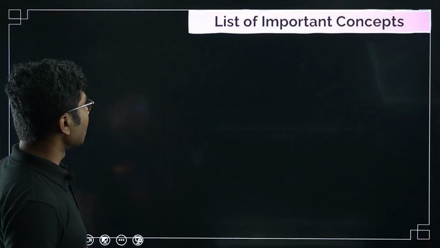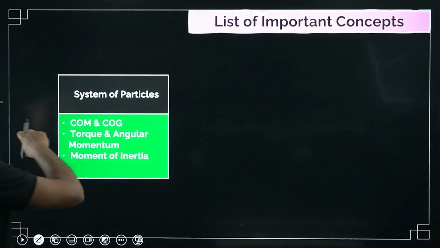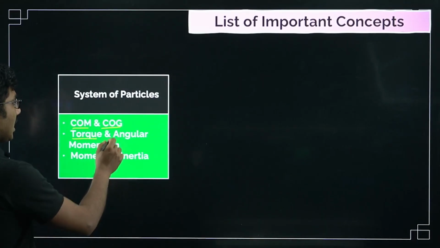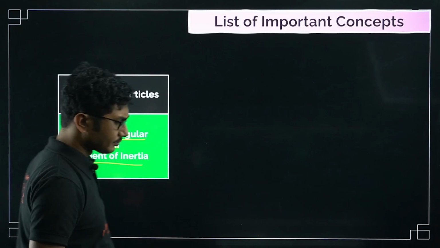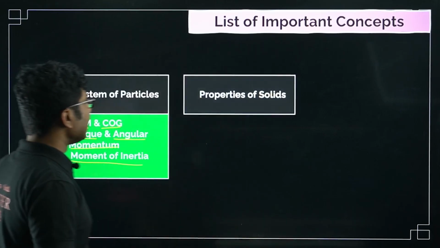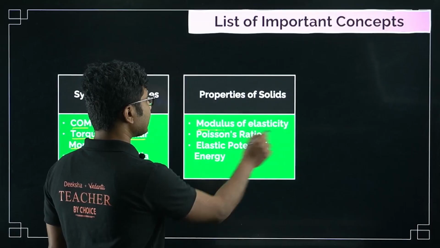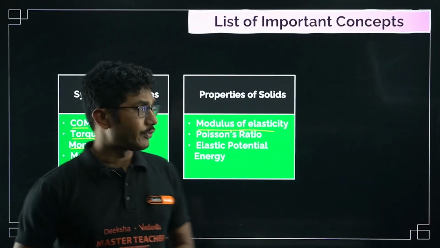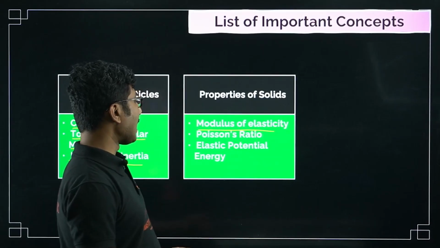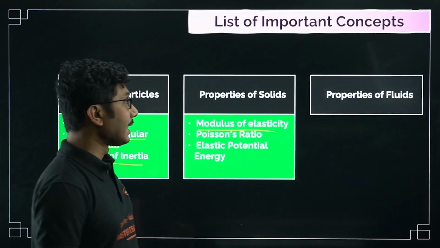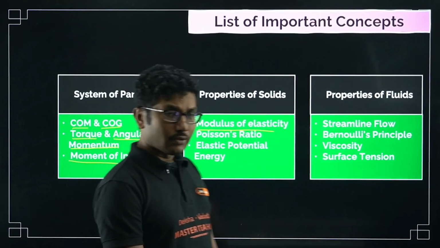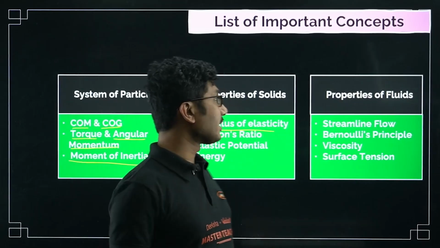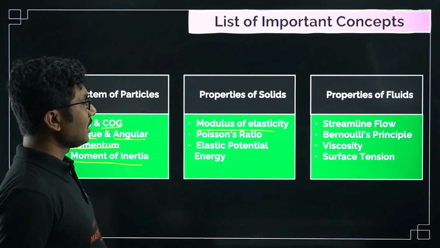So first we will see what are all the important concepts. In system of particles we have center of mass, center of gravity, we have the concept of torque, angular momentum and moment of inertia. These are the main parts of this chapter. In the properties of solids chapter, we have modulus of elasticity. There are 2-3 different types of modulus of elasticity. Obviously Young's modulus is the most favorite one. Then we have Poisson's ratio, we have elastic potential energy as well. Next we have in the properties of fluids, streamline flow, we have Bernoulli's principle, we have viscosity, and we have surface tension. So these are the important concepts from the chapter properties of fluids.